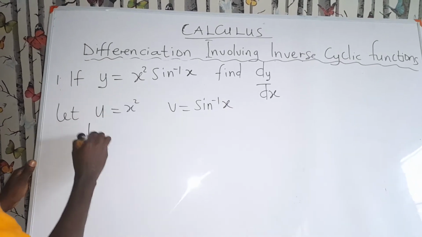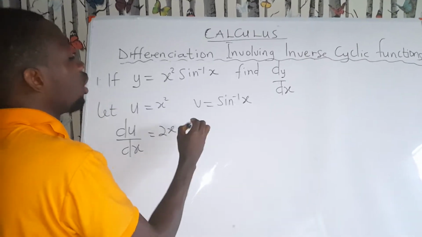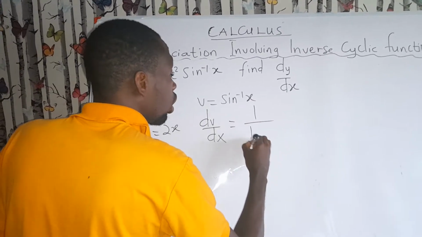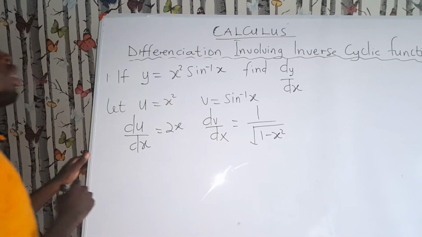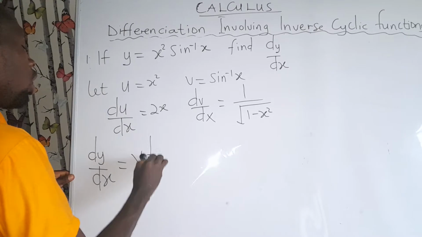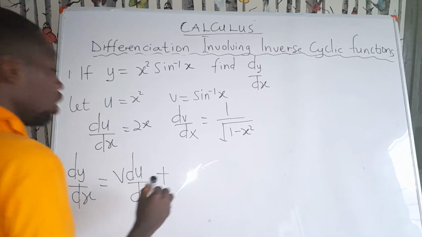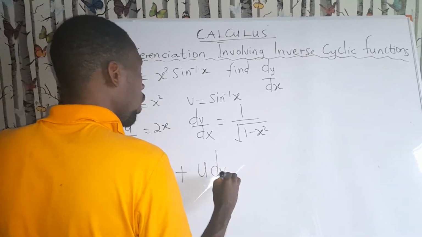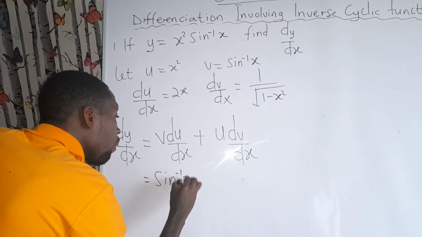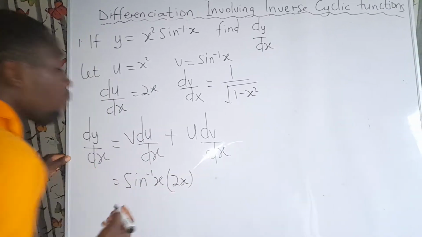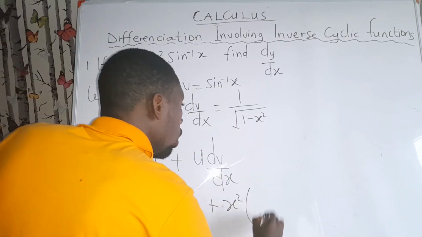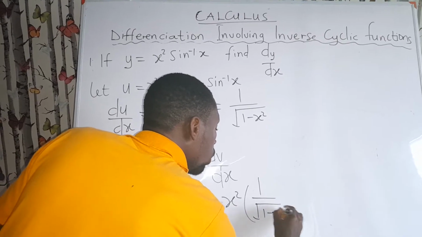So differentiate u with respect to x, du over dx will be equal to 2x. Then our dv over dx, remember this is sine inverse of x, so it will be 1 all over the square root of 1 minus x squared. So the product rule is saying that our derivative dy over dx will be equal to v du over dx plus u dv over dx. So what's our v? V is sine inverse of x, so sine inverse of x, then du over dx is 2x, so 2x. Then plus, what's u? U is x squared. And dv over dx is 1 all over the square root of 1 minus x squared.